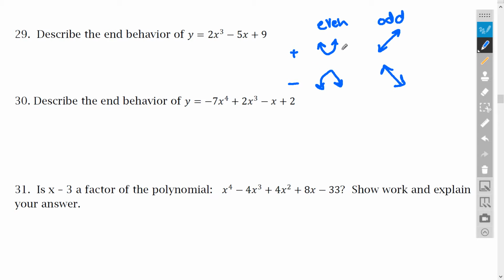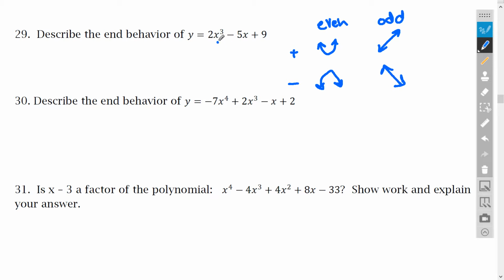Okay, so positive, the right side always goes up. Negative, the right side always goes down. And then even, they both go in the same direction, up or down. And then odd, they go in opposite directions. So first we determine the degree. The degree here is 3.